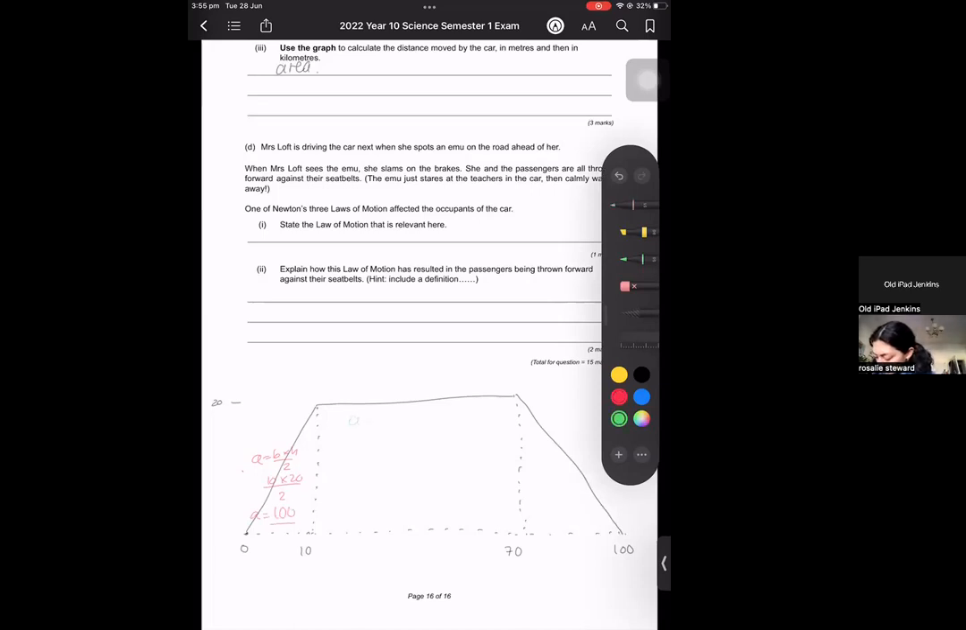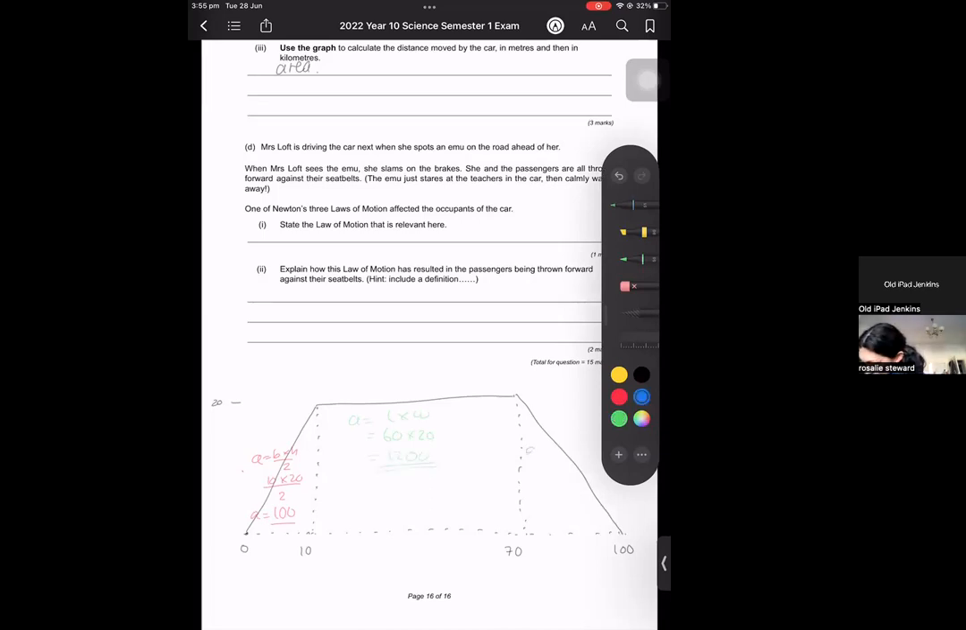Let's do the rectangle. The area for a rectangle, really simple, is length times width. So the length going across between 10 and 70 is 60. The width, or the height, is 20. So that's going to be 1200.